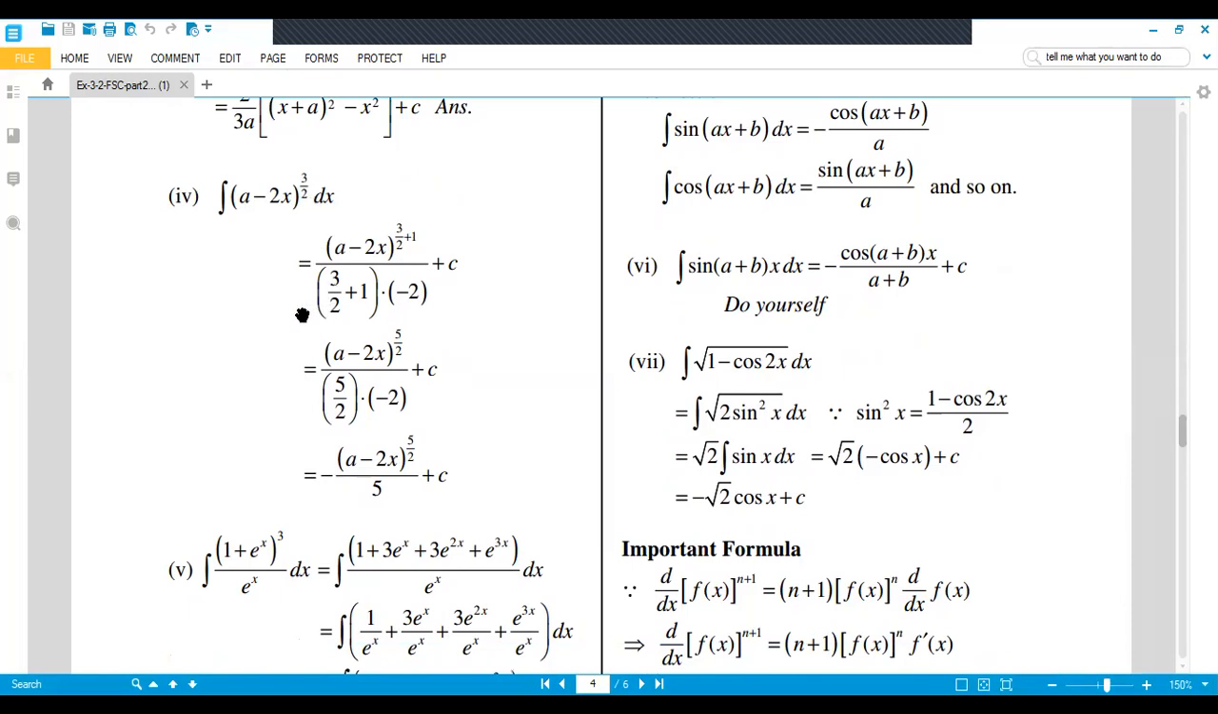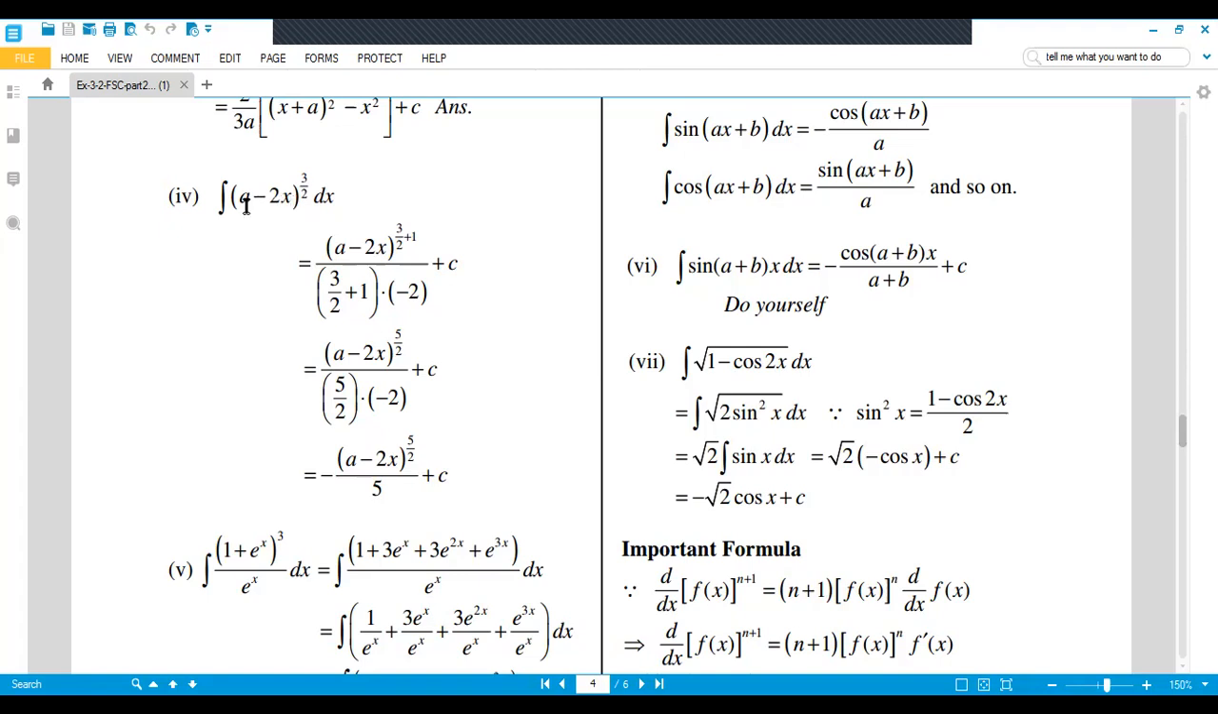I told you that in integration, first of all, we apply the power rule. The power rule is that when you find the integration of any term, you add 1 to the power and divide by the same new power, and then without the power you take the further derivative and divide by it. Here (a minus 2x) power is 3 over 2. So to 3 over 2 we add 1, and we divide by the same 3 over 2 plus 1. And then without the power we take the further derivative of a minus 2x.